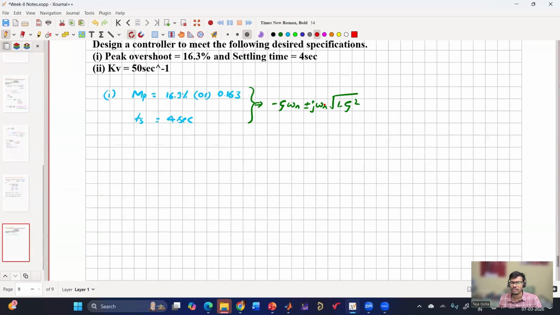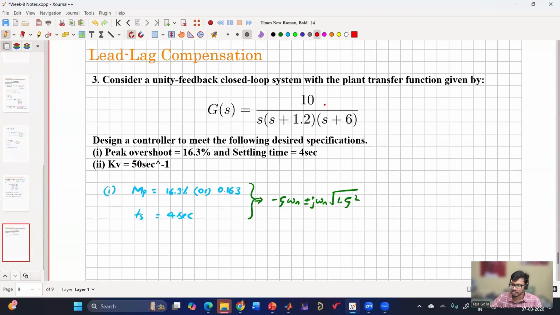Because why always J? Because this is an underdamped system for which there will be peak overshoot. If it is overdamped, then there is no question of peak overshoot. So whenever there is peak overshoot, it means it's an underdamped system and then we'll be getting J. So for this given condition, 16.3 and 4 seconds, I have to see what the desired closed loop poles are and see whether a simple gain is sufficient or not.